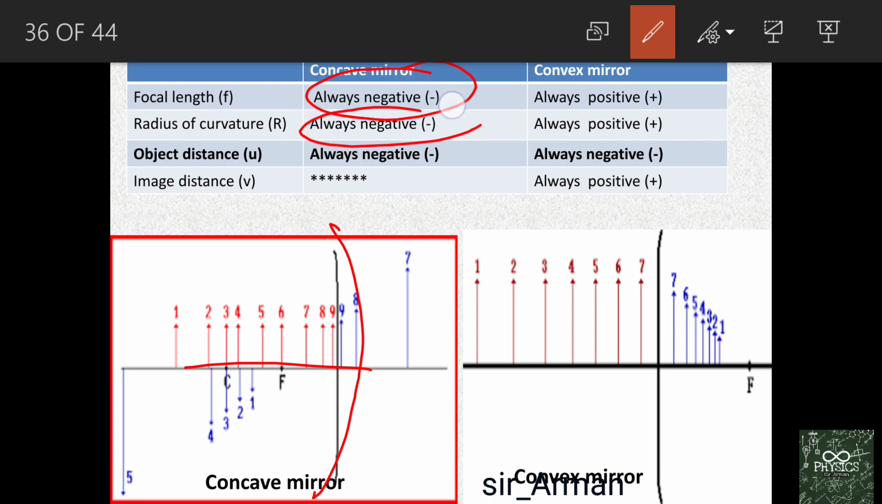Radius of curvature is always negative, because it is also falling here. See, this is the radius of curvature.